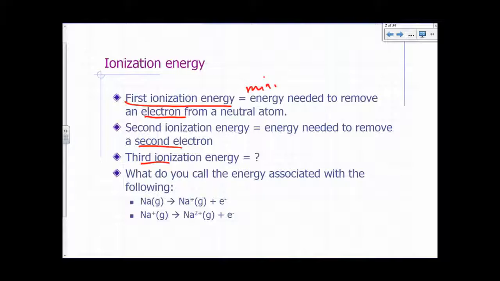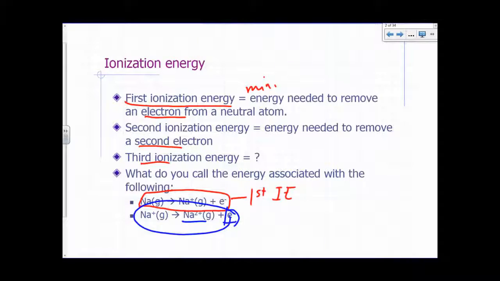Okay, so let's just do a quick check of that concept. What would you call the energy needed for this process? You have a sodium atom in the gas phase, okay, gives you sodium ions and electrons. Okay, see, this is an atom losing an electron, so the energy needed for this is the first ionization energy. And if you look at the second one right here, you have sodium with a +1 charge, losing an electron, okay, and giving you sodium with a +2 charge. The energy needed for this to happen is called the second ionization energy. So that's what ionization energy is.